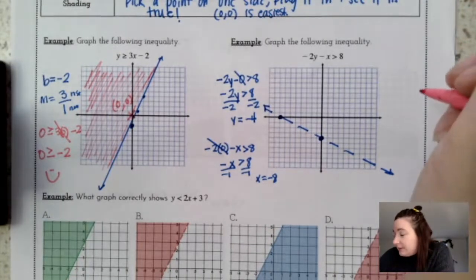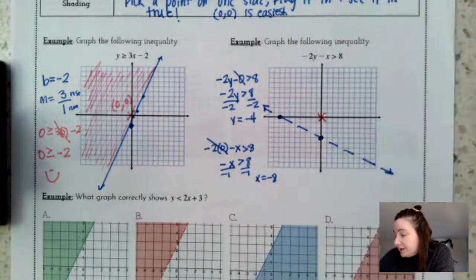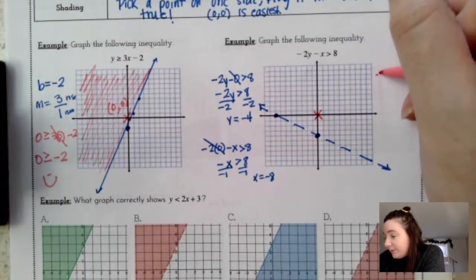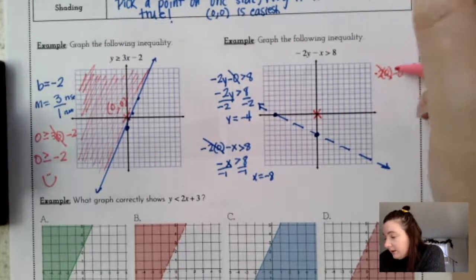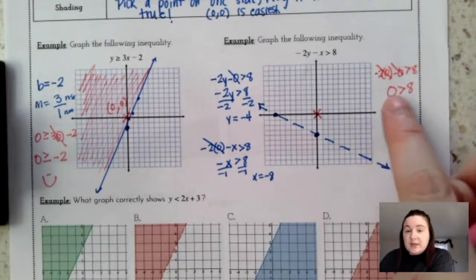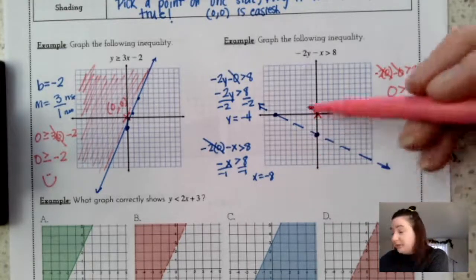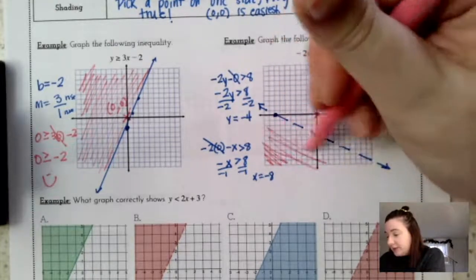So now let's figure out where to shade. So again, we're going to pick a point. 0, 0 is an option, so I want to use that one. Plug in 0 for both x and y. All this cancels, so I have 0 is greater than 8. And I ask myself, is 0 greater than 8? That is not true, so I do not shade on that side. I don't go toward that side. I have to shade down here.